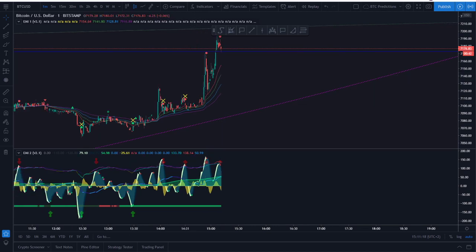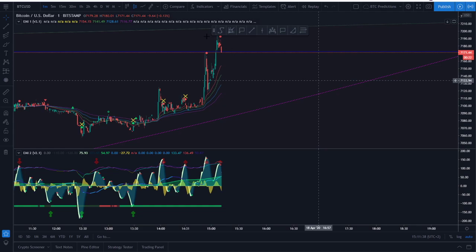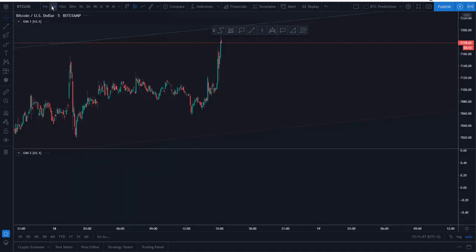Whoa, whoa, whoa. Oh, look at that. It's breaking through once again. So it's not really finding support here anymore. It looks more like it's actually getting rejected to me.